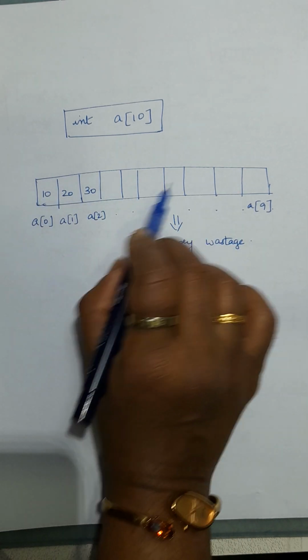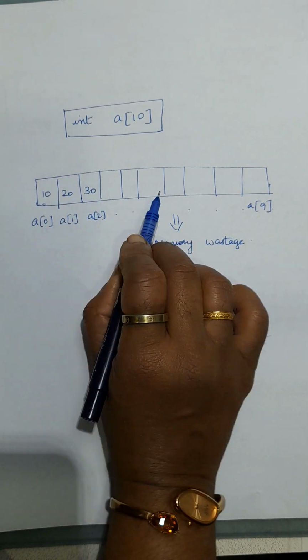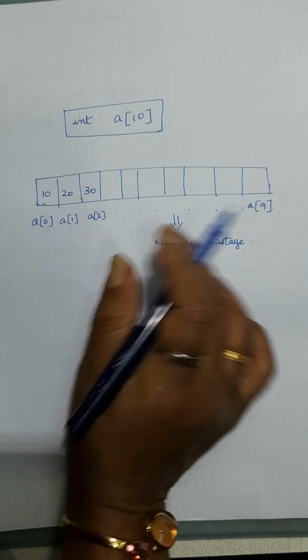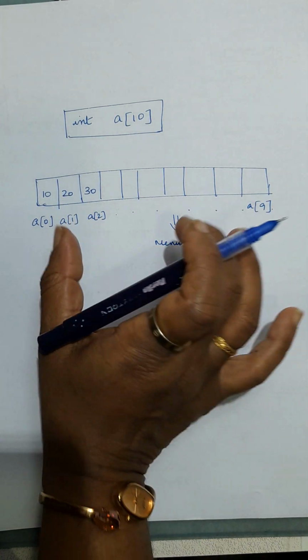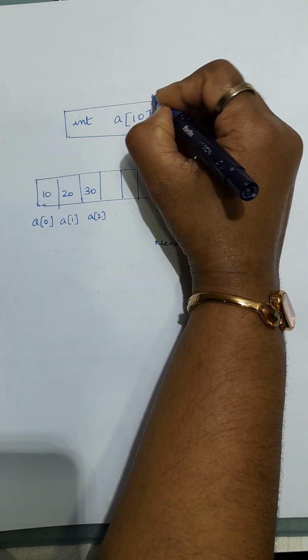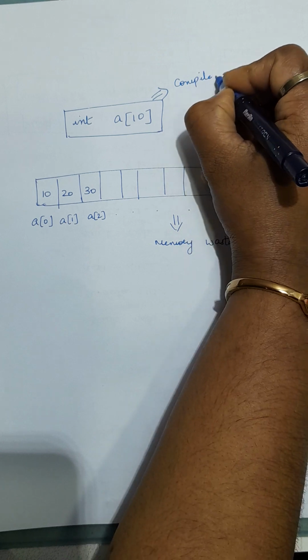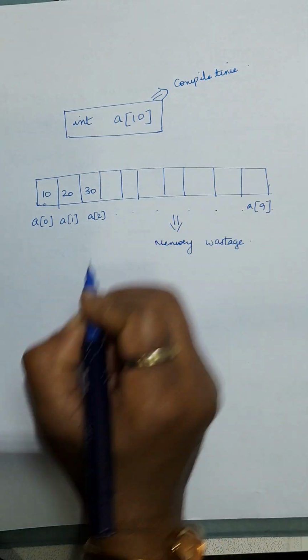Next time when I'm running, I might use different blocks of memory in order to store the values. It might not be exactly 10 values, it might be less than 10 values. Fine. So this type of memory allocation is done during compile time.